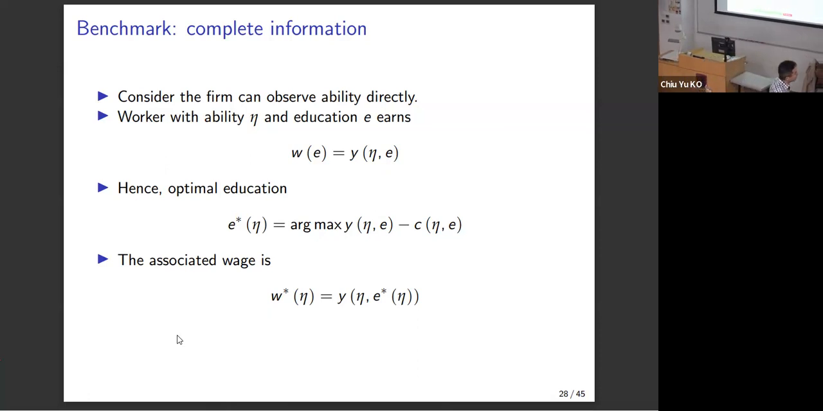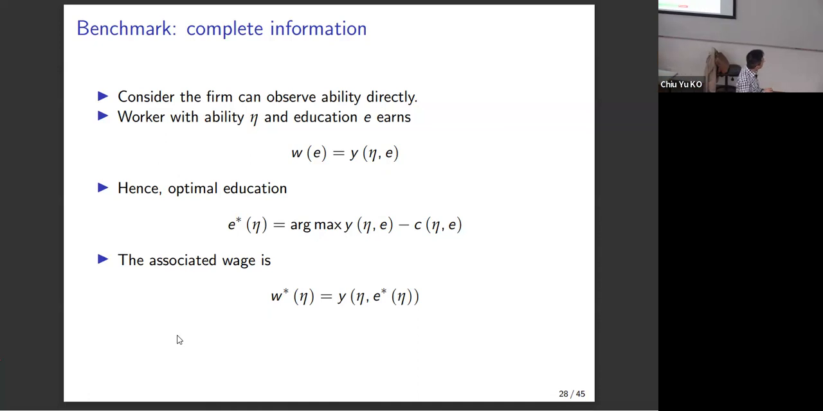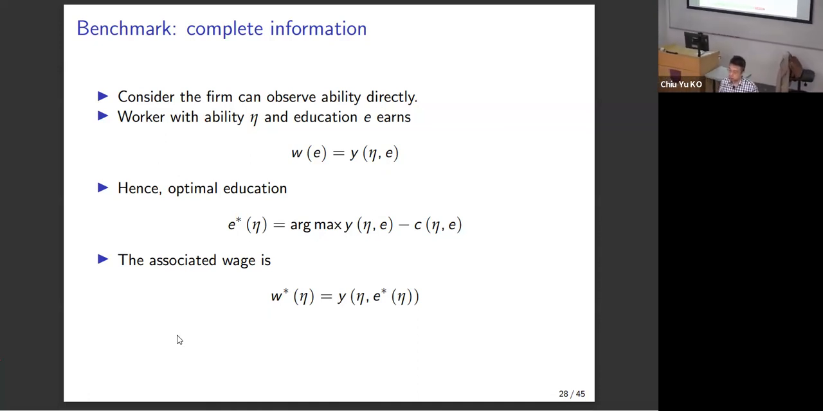And in that case, because of zero profit, the worker just gets paid the output. Because of Bertrand competition, the worker just gets the output. If the wage is above that, the firm is not willing to pay it and loses money. If below it, another firm will bid up. So wage equals output. Is that clear? Is that okay?